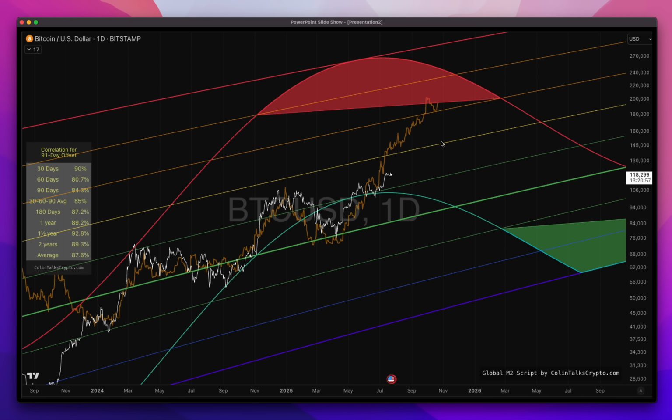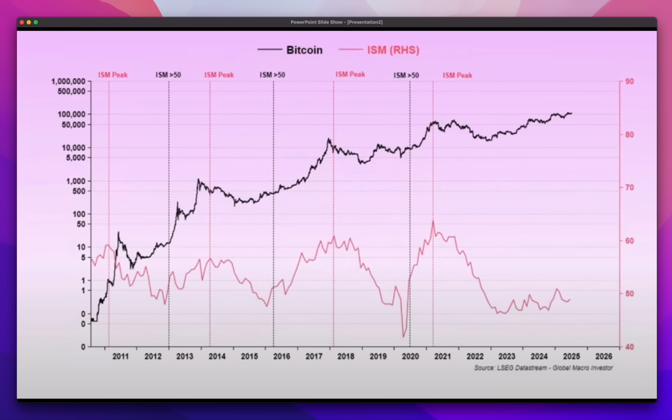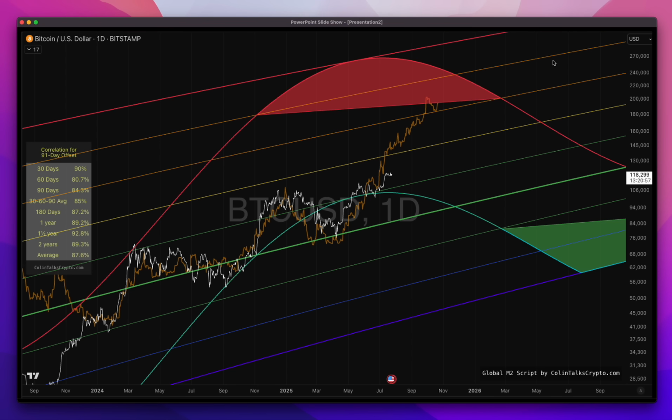I do think we're going to make our way to the upper right-hand corner of this rainbow wave, right? And I think it goes back to this chart too. If the ISM cracks 50 and goes into Q1, Q2 of 2026, I think we could see Bitcoin coming up here, outside of this red zone. I think it could even surpass that.